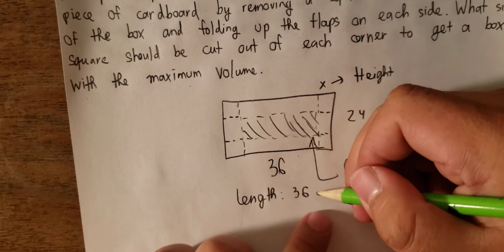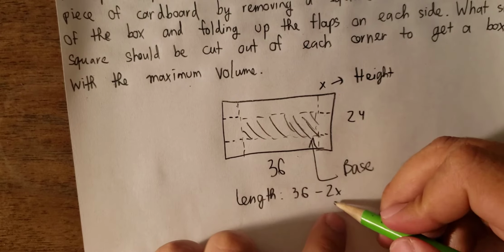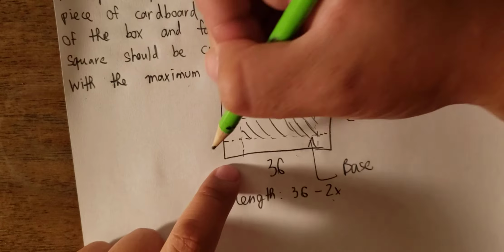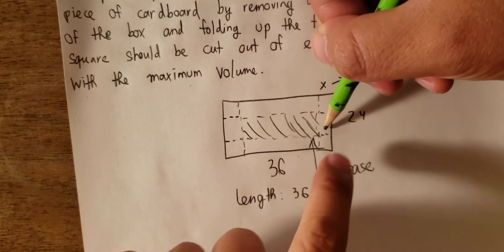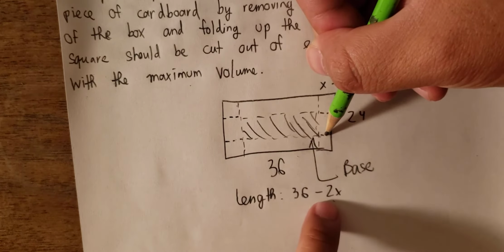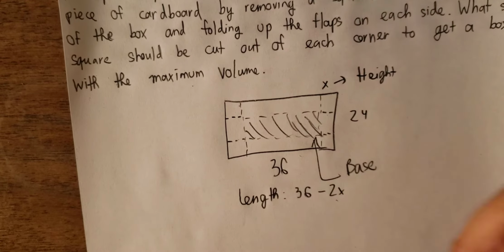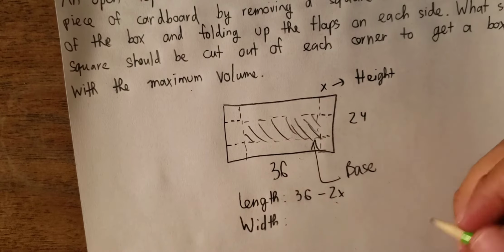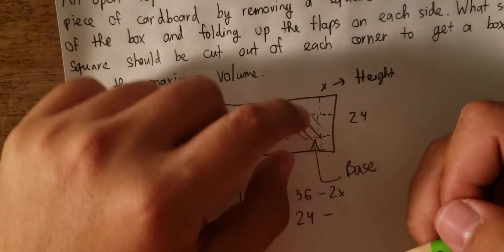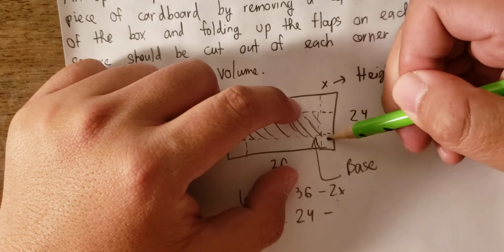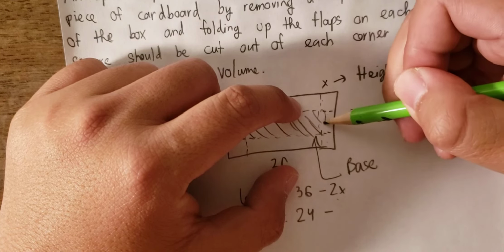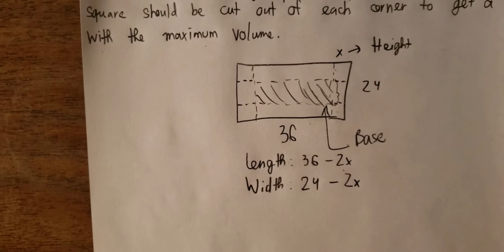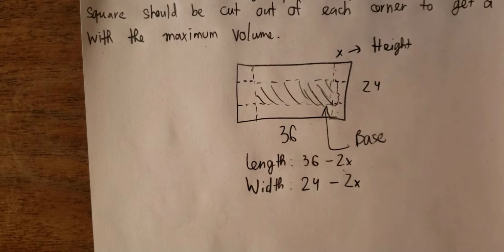36 minus 2s. Why do we need to put the 2s? Because in the length in here, we need to minus 1s and another 1s in here. That's why we need to minus 2s. Similar with the width. We have 24, but we need to minus s and another s in here. That's why this one is 24 minus 2s. So that's the first step.